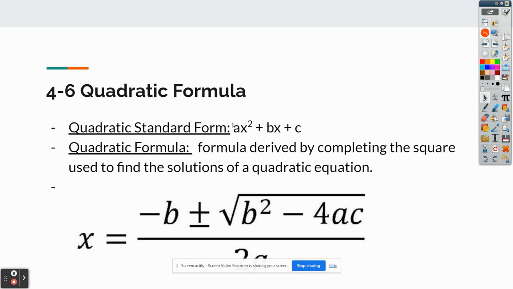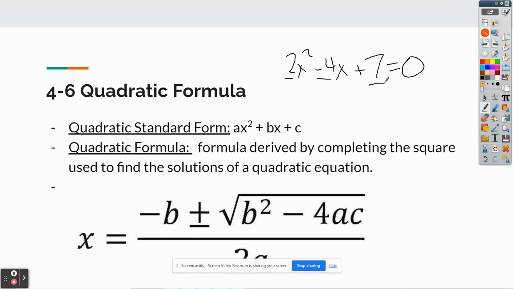So to use the formula, you've got to remember what the standard form for a quadratic is, and it's ax squared plus bx plus c. So if you have a quadratic, let's make an equation here: 2x squared minus 4x plus 7 equals 0. Okay, so we said solve that. Your a would be 2, your b would be negative 4, and your c would be 7.